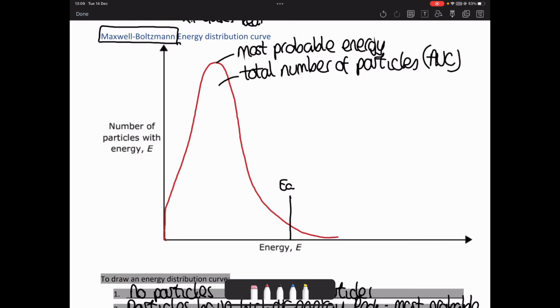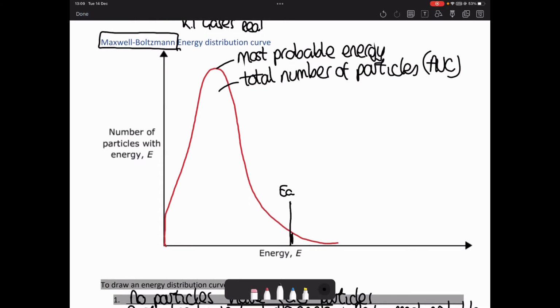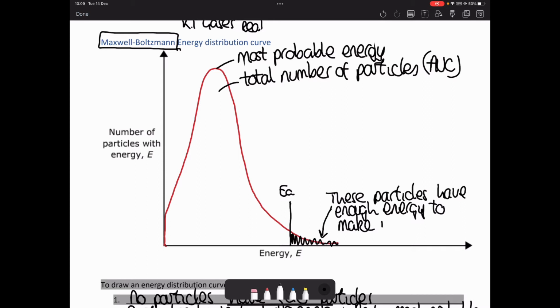So in this scenario, the particles that are down here, these are the only ones that have enough energy for collisions. So they're the only ones. The rest of them are going to bump off each other, and it doesn't matter if they're in the correct orientation, there's just not going to be enough energy. They're not going to have enough to actually make product.